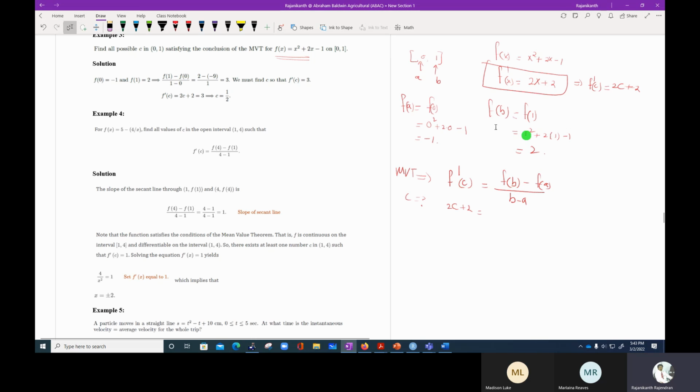What is f of b? f of b I got 2. f of a is -1. Then divide by b, b is 1 and a is 0. Now you have to simplify this equation and solve for c. So this will give you 2c plus 2 equals, minus into minus plus, 1, which is 3. So c is (3 minus 2) over 2. That's 1/2. So the possible c value is just one value, which is 1/2.